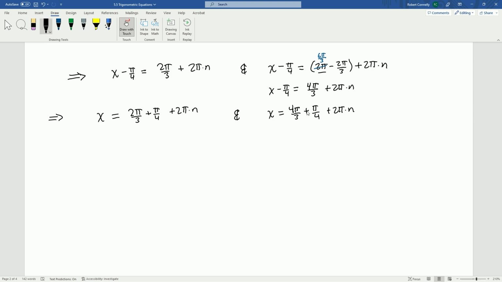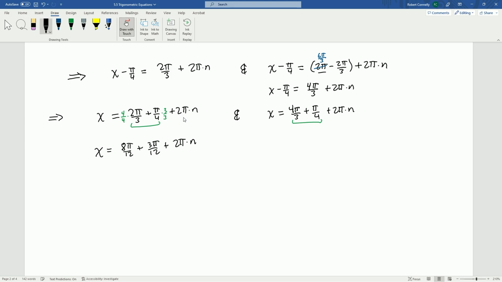And now I need to simplify these a little bit further and just combine these standalone constant terms here. So I'm going to look for a common denominator, and that's going to be 12, right? So what do we get here? This is going to be times 4 over 4. And this one I've got to multiply by 3 over 3. So this is going to give me 8 pi over 12 plus 3 pi over 12 plus 2 pi n.